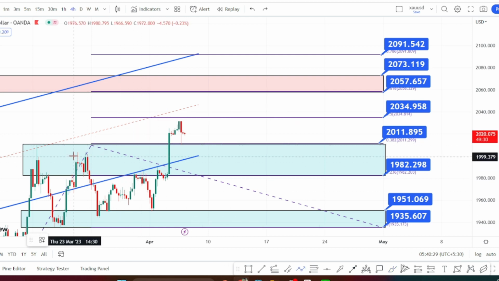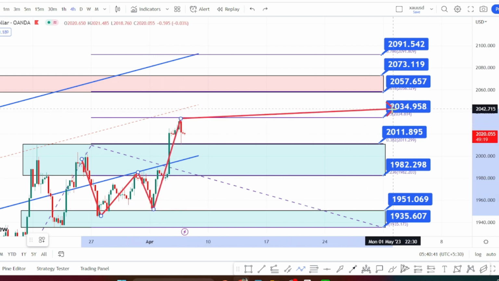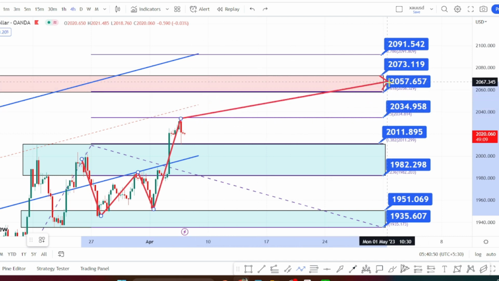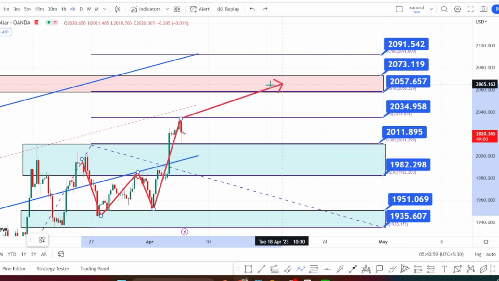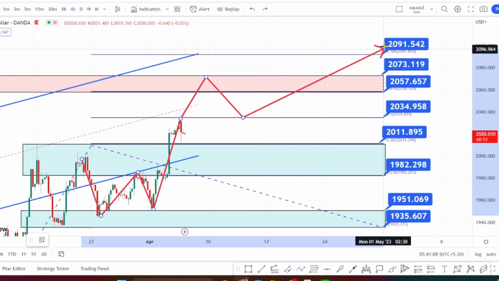So since the price action is in a very nice bullish trend, wait for the price action to break this resistance level of 2034, based on which you can freshly enter on the bullish side retracement, and the next level of resistance is going to be around 2057 to 2073. And once this resistance zone is breached, the next level of resistance is going to be around 2091.